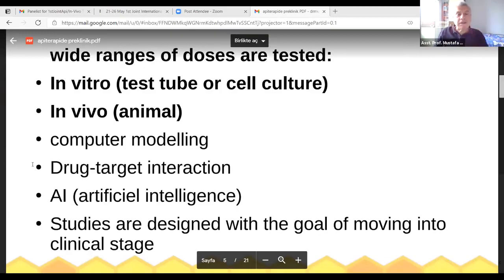All these studies have only one goal, that is to move into the clinical stage, meaning from bench to bedside, as the English say, meaning from the table going to the bedside.